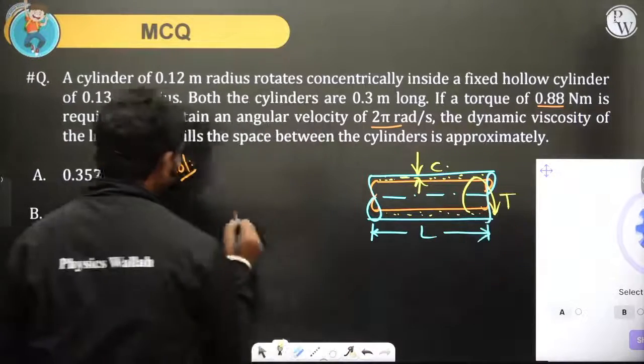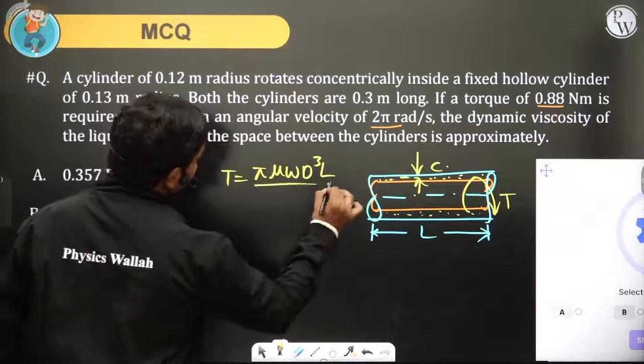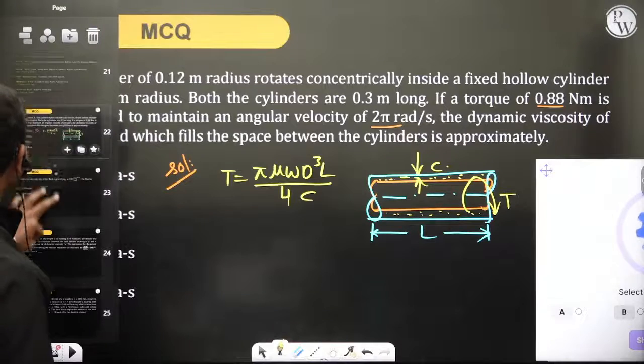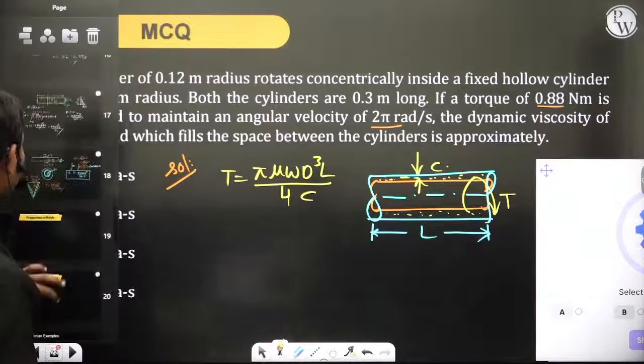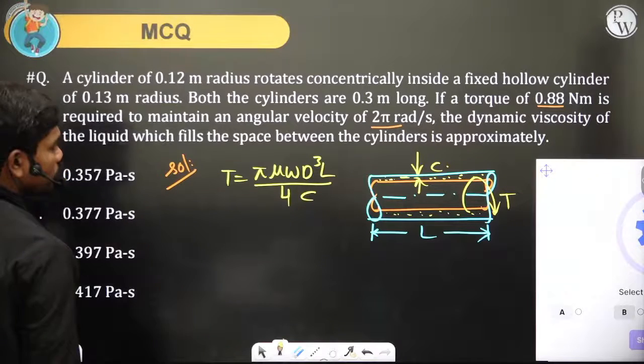rotate. Just now you have seen T is equal to pi mu omega d cube L by 4C, correct? That's what we have got when we analyzed. Now if this is 4C, let us see what they're giving. Torque of 0.88 Newton meter is required.